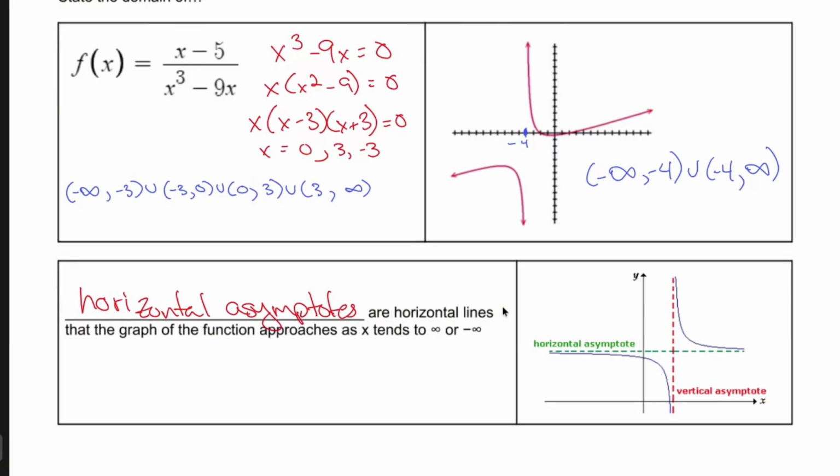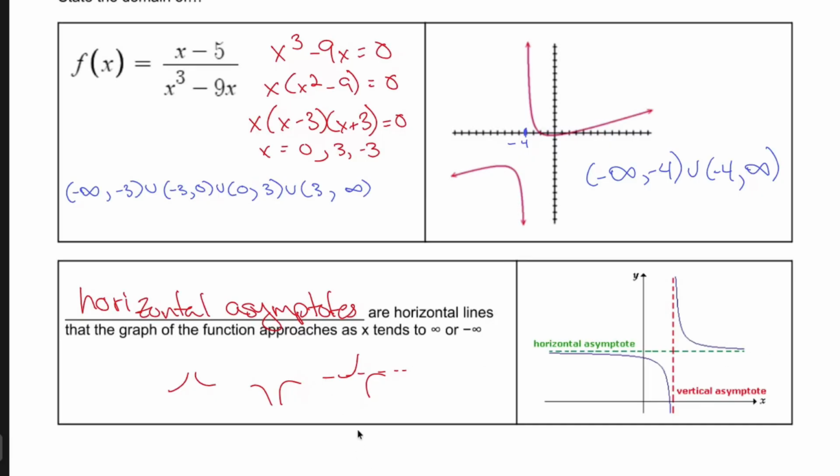are horizontal lines that the graph of the function approaches as x tends to infinity or negative infinity. Basically, it's going to flatten out at a horizontal line somewhere. Okay, whether it goes like this, whether it goes like this, or more common, goes like this, it's going to flatten out like that. What we see here is this green dashed line represents a line that neither of my graphs are actually going to ever hit. All the way to the left, it's going to flatten out and tend towards that line.